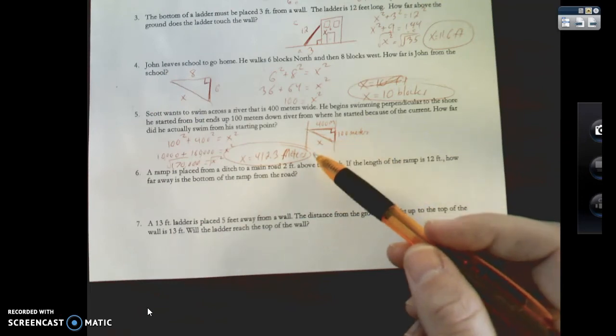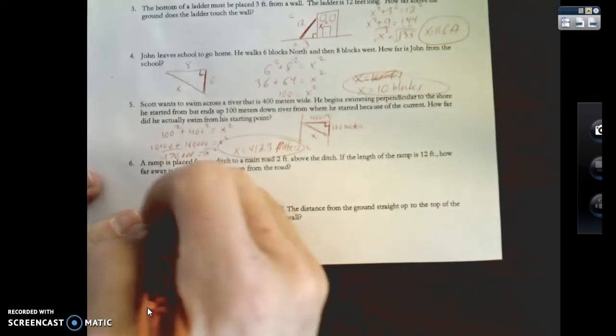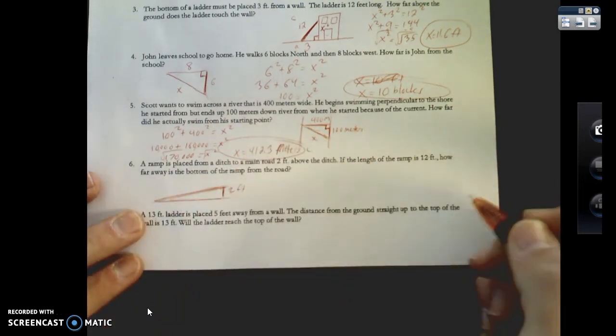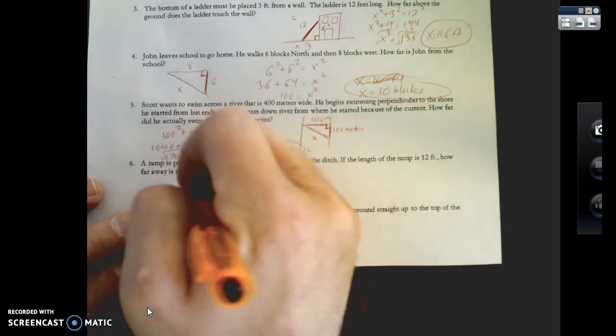Good stuff. Two more, and I'll let you guys try at the back. A ramp is placed from a ditch to a main road 2 feet above the ditch. If the length of the ramp is 12 feet, how far away is the bottom of the ramp from the road? This one's a little trickier to draw. So I'm imagining a ramp. I don't know if anyone here does BMX or anything like that. It's 2 feet above it, but they're telling you the length of the ramp is 12 feet. So the ramp's like the actual piece of wood that you put down there.